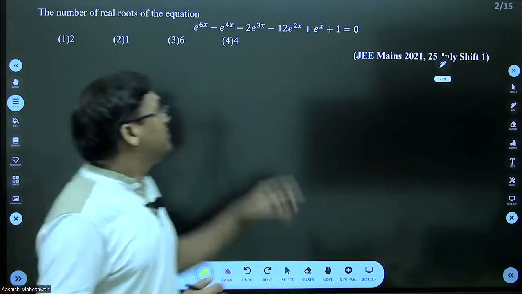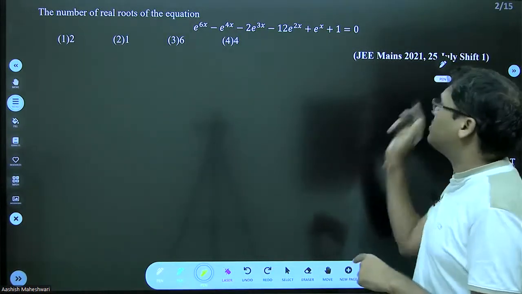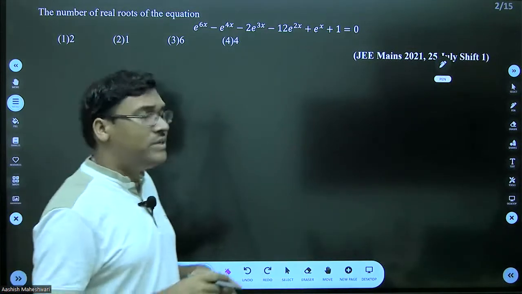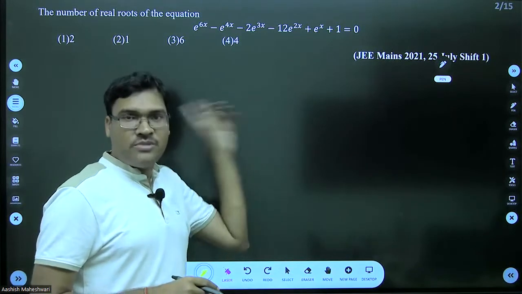Hello everyone. So here we have the question on application of derivative. This was asked in JEE Mains 2021, and this is one very common question which has been repeated so many times in JEE Mains and Advanced. ये Mains 2021 में इस टाइप के बहुत सारे questions आए हैं.